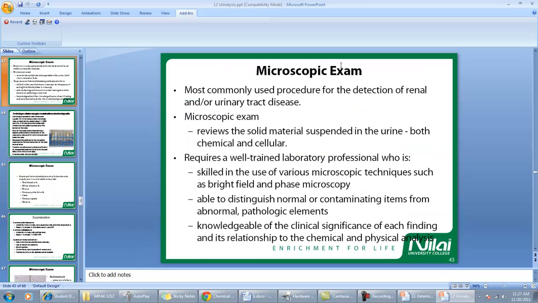Microscopic exam is the most commonly used procedure for the detection of renal and/or urinary tract disease. In microscopic exam, we look at the solid material suspended in the urine, both chemical and cellular. It requires a well-trained laboratory professional who is skilled in the use of various microscopic techniques such as bright field and phase microscopy, able to distinguish normal or contaminating items from pathologic elements, and knowledgeable of the clinical significance of each finding and its relationship to the chemical and physical analysis.